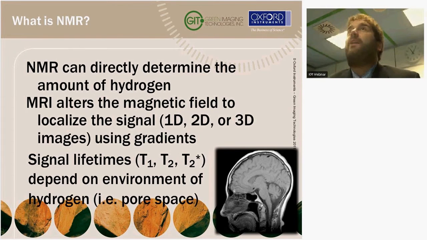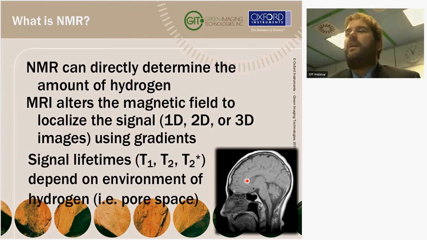So seeing how much hydrogen we have, which would be an important measurement in its own right, we can do other things with nuclear magnetic resonance, or NMR. We can localize that signal using 1D or 2D or 3D images, see where that hydrogen is in the sample, and that's what we do in human beings. When we take a picture of somebody's head, as shown here, we take an image of where that hydrogen is in the person's head.